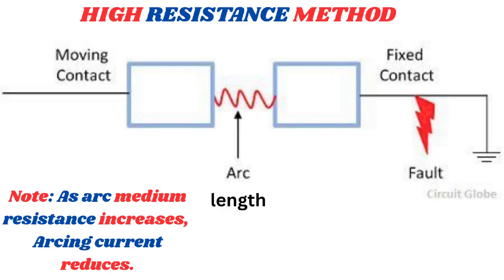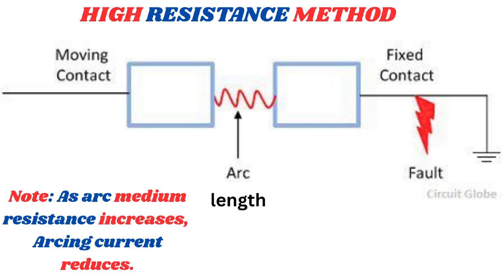The high-resistance method of arc extinction is a widely used technique for extinguishing electrical arcs in circuit breakers. This method works on the principle that an electrical arc is a resistive load, and by increasing the resistance of the arc path, the current flowing through the arc medium can be reduced. As the resistance increases, the voltage drop across the arc also increases. This in turn reduces the arcing current. By increasing the resistance sufficiently, the current can be reduced to a point where the arc is extinguished.